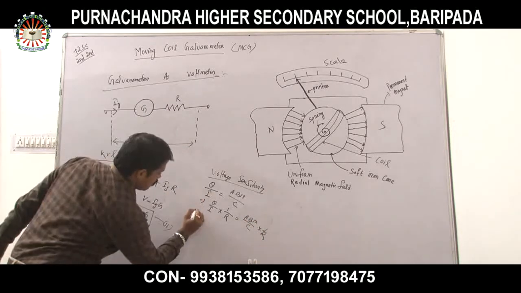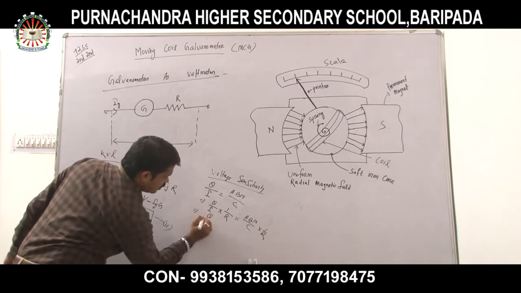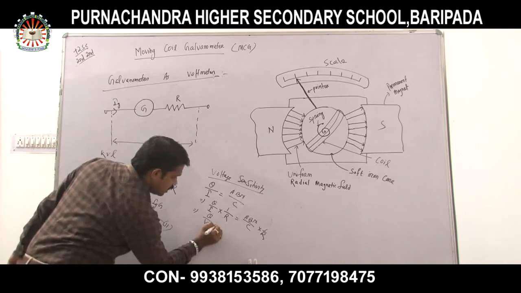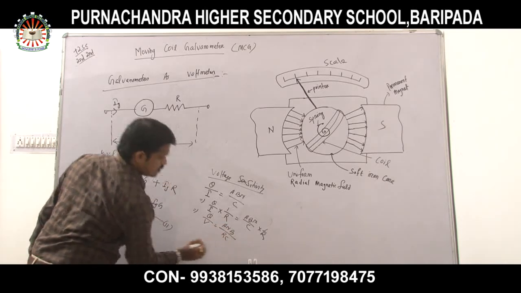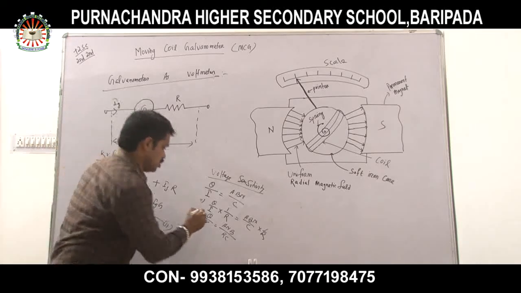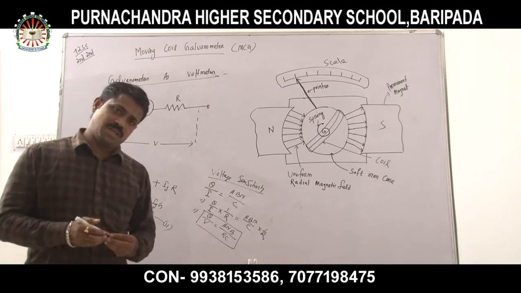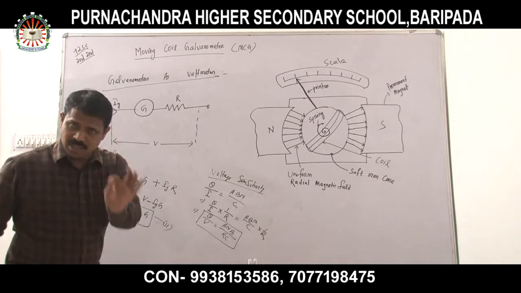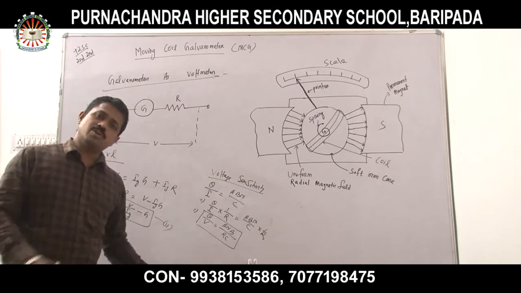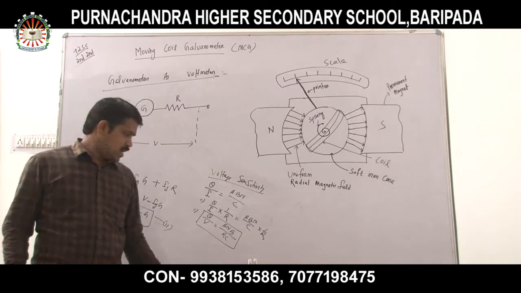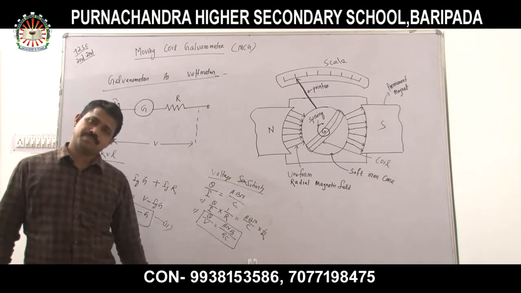Very simple. Now look here, from Ohm's law, V is equal to IR. So I can write theta by V equal to ABN divided by RC. Clear, all of you? This is nothing but your voltage sensitivity. Previously I derived the current sensitivity, and this is the expression of your voltage sensitivity. What is the unit of current sensitivity? Radian per ampere. And the unit of voltage sensitivity? Radian per volt. Understood all of you?